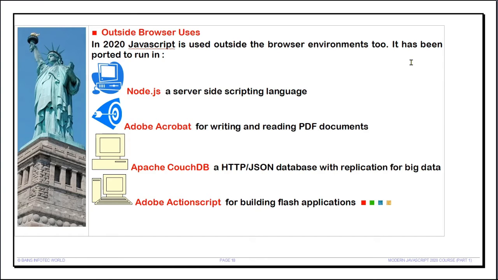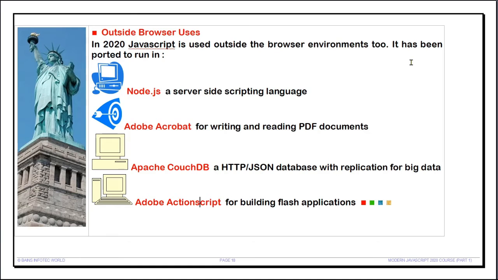Adobe Acrobat is a document technology for writing and reading PDF documents. Internally, it uses JavaScript for formatting and processing PDF documents. Apache CouchDB is a HTTP JSON database which allows for replication when you're using big data.